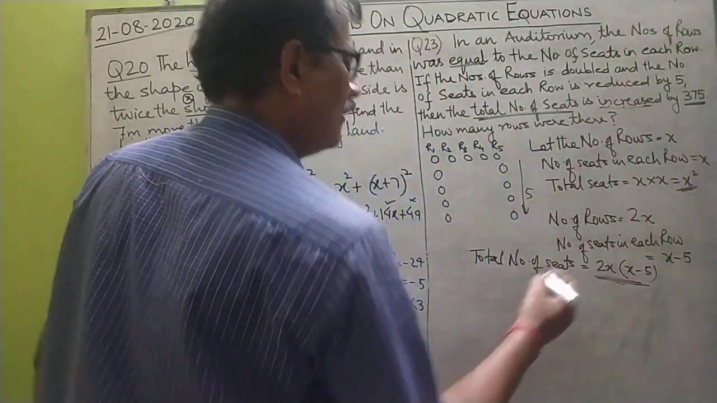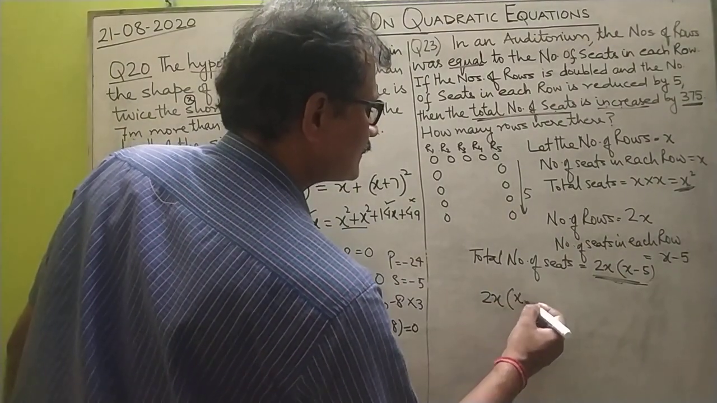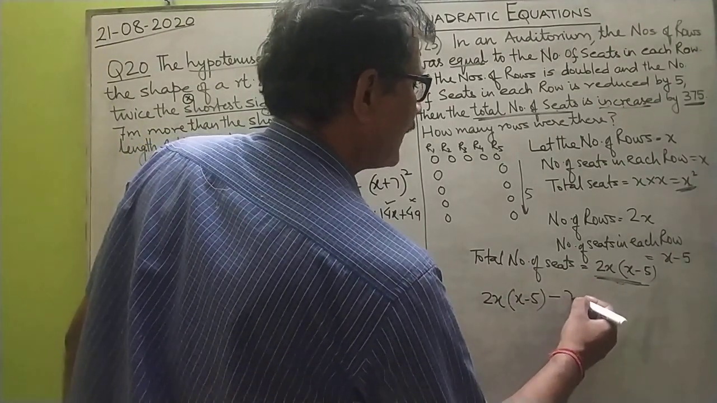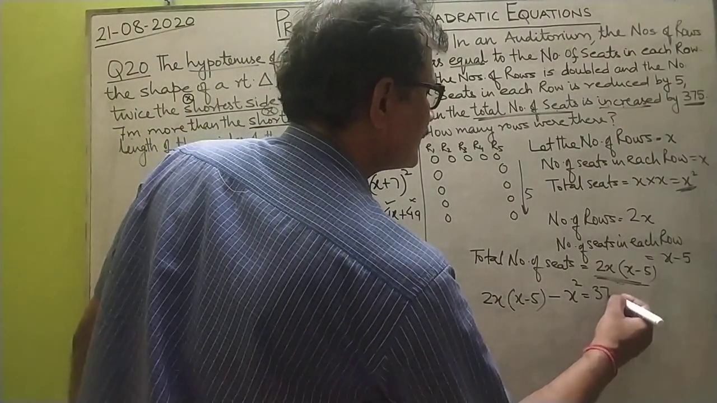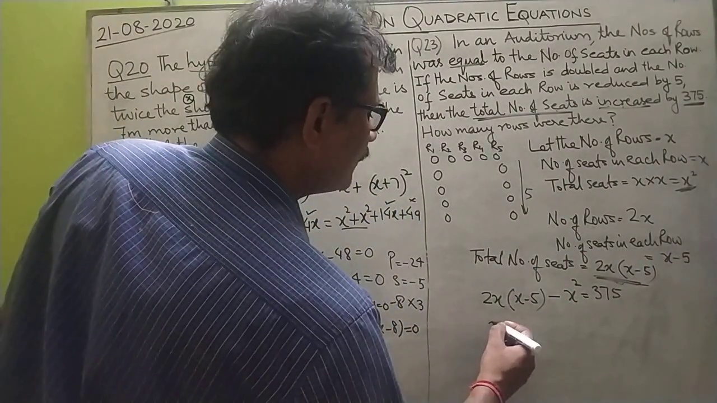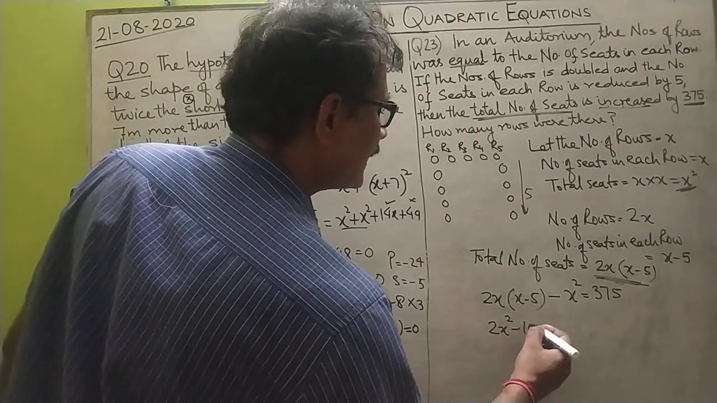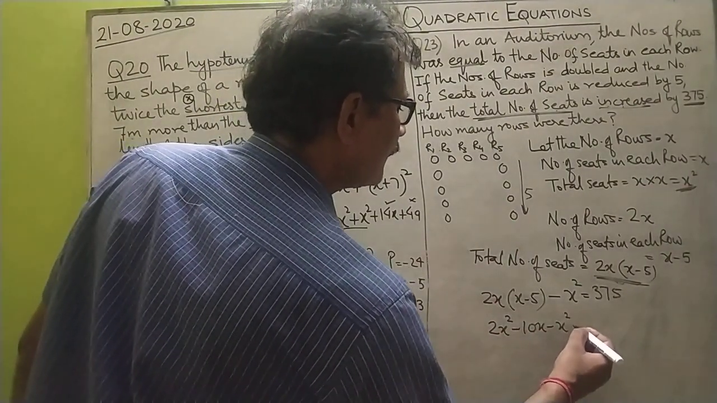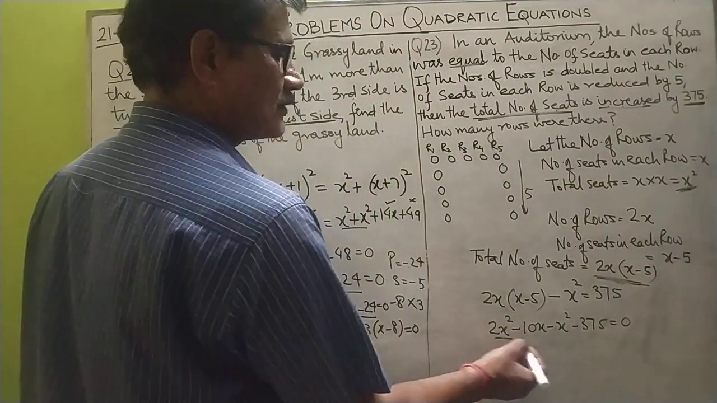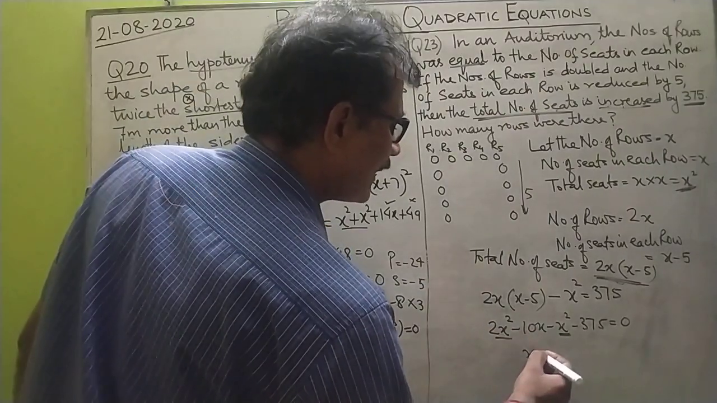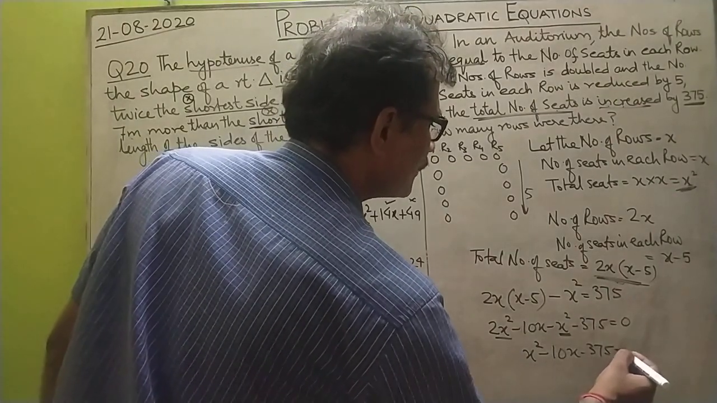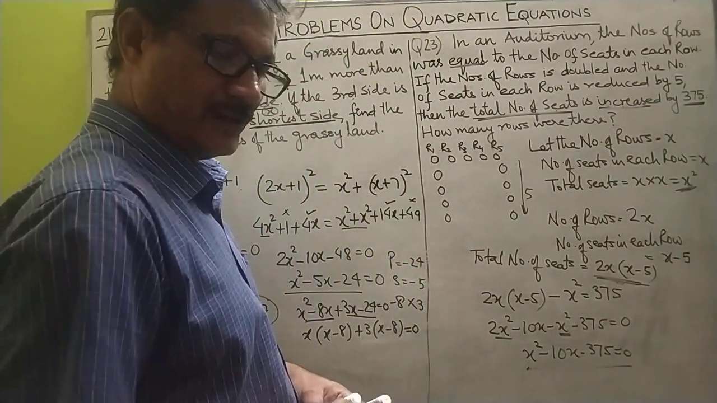So more minus less will be equal to the amount by which it is more. So the equation will be framed now. More, that is 2x multiplied with x minus 5, minus x square will be equal to 375. That is the equation. Now you may simplify the equation, children. What do you get here? 2x square minus 10x minus x square minus 375 is equal to 0. So 2x square and x square being like terms, it becomes x square. So we have x square minus 10x minus 375 is equal to 0. This is the quadratic equation that you need to solve.